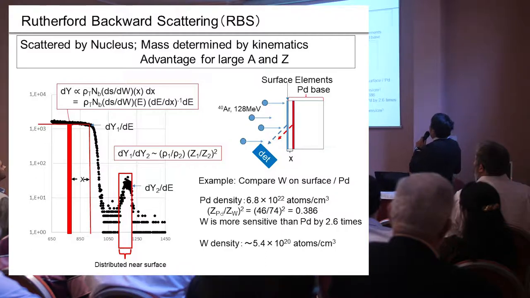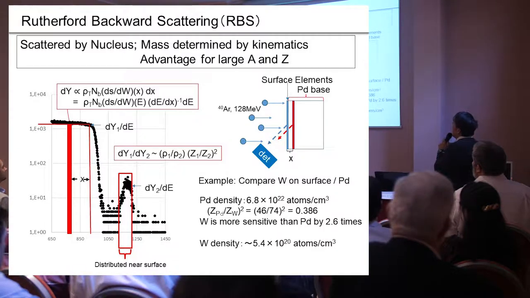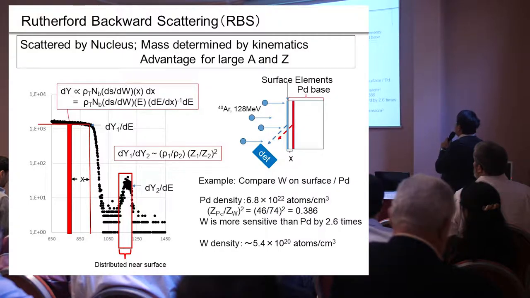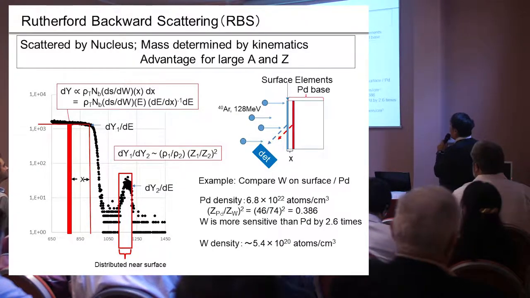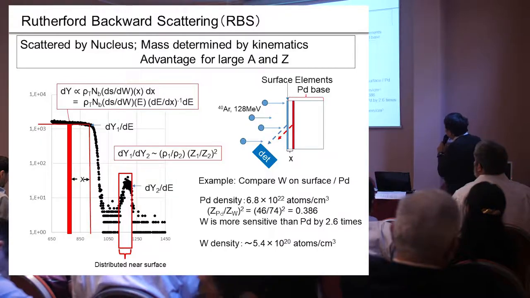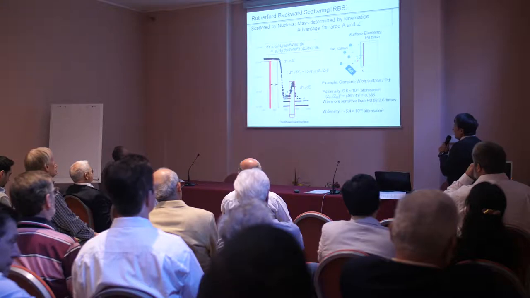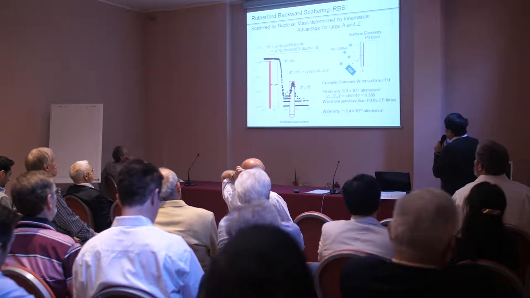It has an advantage for large atomic numbers and mass numbers. In the method, we use argon-40 at high energy, 128 mega electron volts, to bombard the samples. The argon-40 is scattered backward. We detect it using detectors and acquire the energy spectrum of the backscattered argon ions. Our sample is palladium-based, and near the surface, very near the surface, heavy elements such as cesium or praseodymium exist.